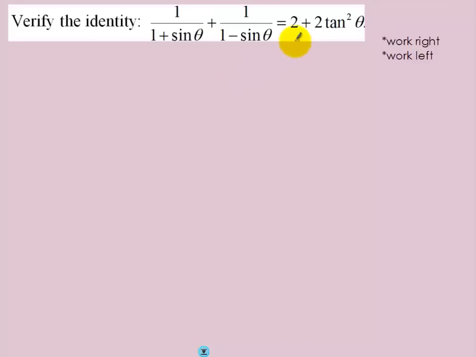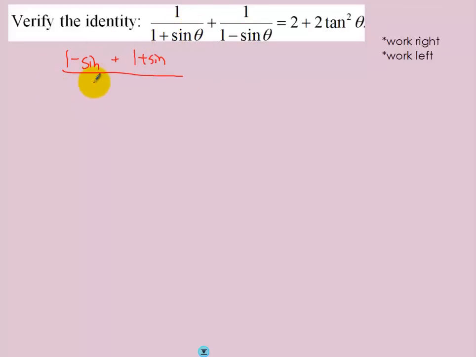Let's try one more. So verify this identity. Sometimes you work the left and work the right. So I'm going to start working the left first. Now you're going to multiply to combine these into the same fraction, right? I'm going to speed up and do some of these steps in my head. So combining these into the same fraction, you multiply the left one times 1 minus sine, and then you multiply the right one times 1 plus sine. So it's going to be plus 1 plus sine. And the denominators are going to be 1 plus sine times 1 minus sine.